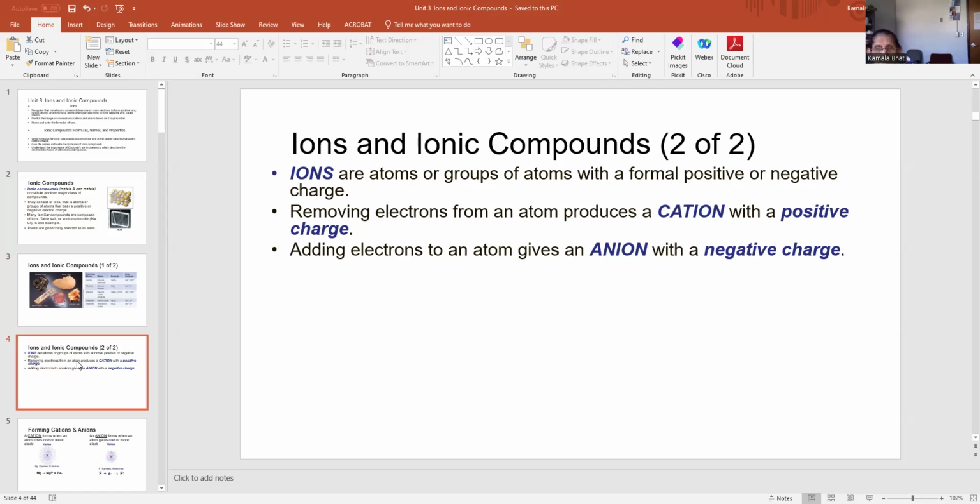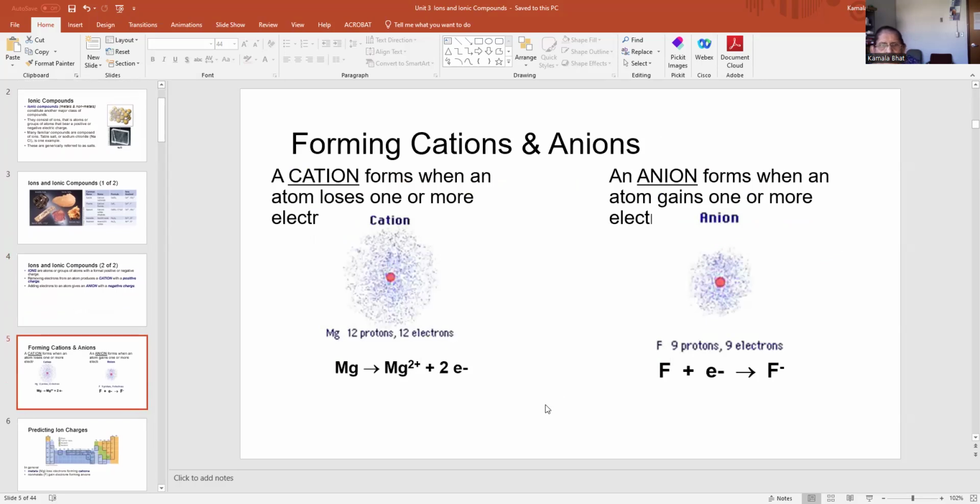When writing the formula of the compound, a cation is fully named. Adding electrons to an atom forms an anion, and it has a negative charge. And the name of the anion is changed by dropping the last few letters of the element and adding -ide. You can see the example of how magnesium forms a cation.